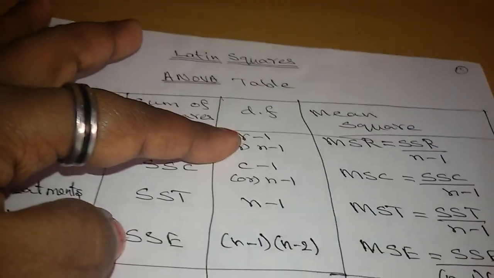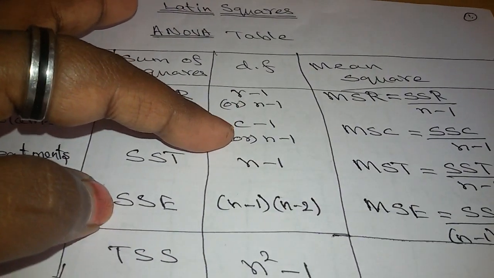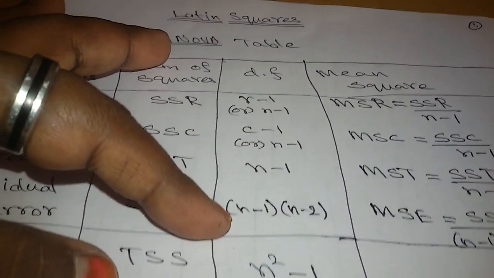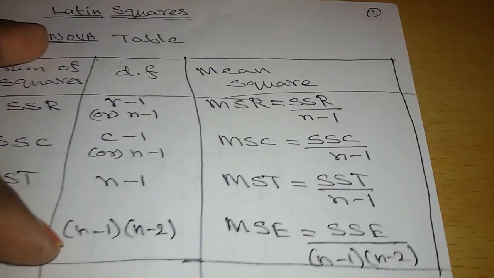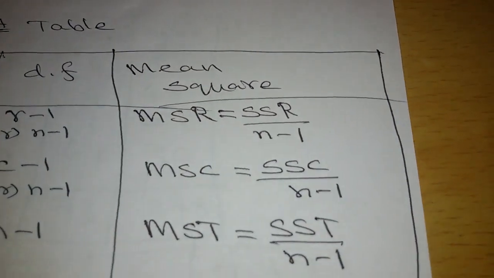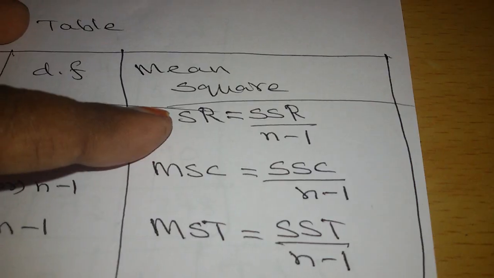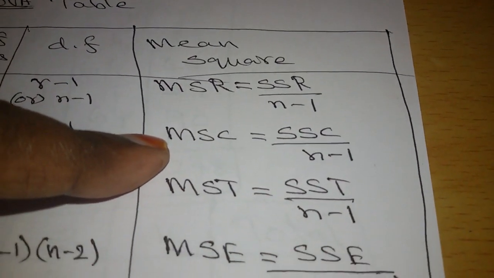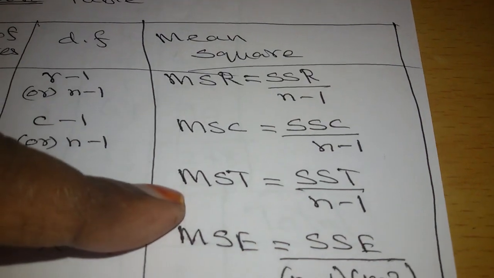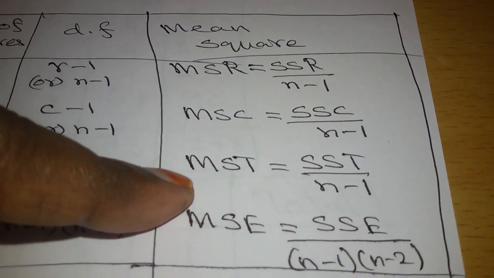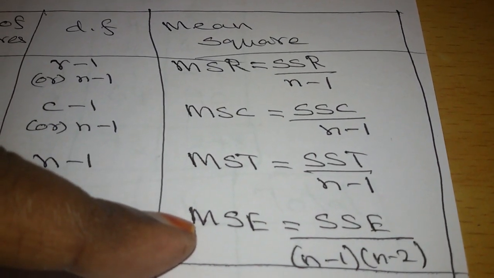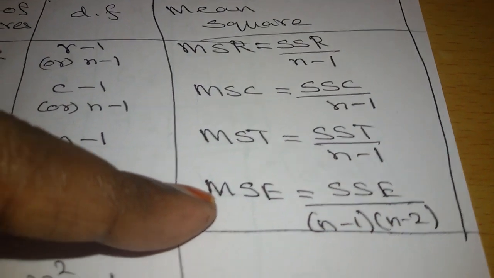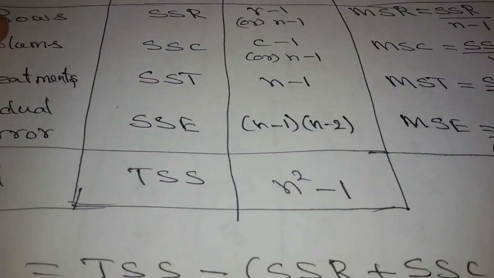Now the degrees of freedom are n-1, n-1, n-1, and for error (n-1)(n-2). The mean square between rows is SSR divided by n-1. This is MSC: between columns, SSC divided by n-1. Between treatments, SST divided by n-1. Mean square of residual is SSE divided by (n-1)(n-2).